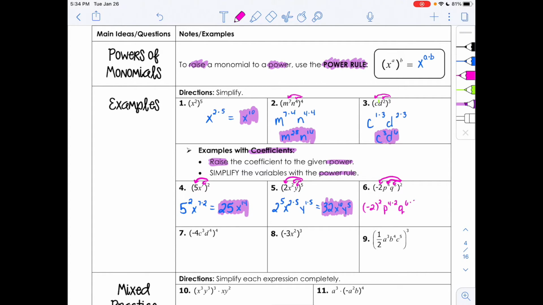And then p to the 4 times 2, because that's power to a power, they're both exponents, and q to the 6 times 2. So negative 2 squared, because we put that negative 2 in parentheses, that's like saying negative 2 times negative 2, which is a positive 4, and then p to the 8th, q to the 12th, when we multiply those exponents. And remember, you're only multiplying exponents when both of your numbers are exponents, power to a power. Go ahead and highlight 7, 8, and 9.